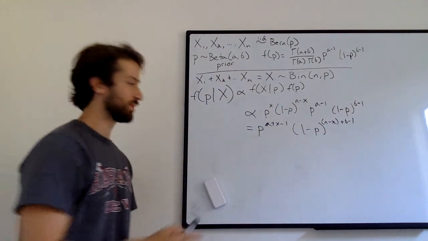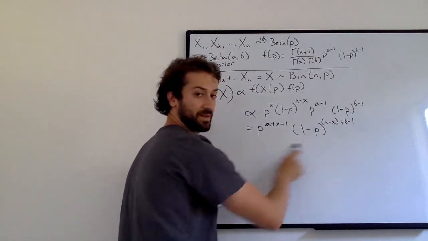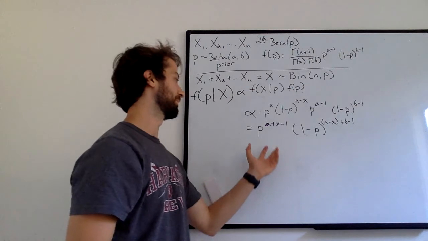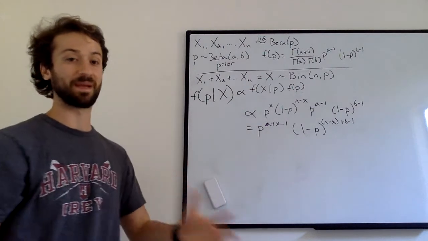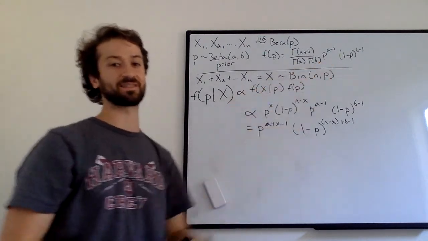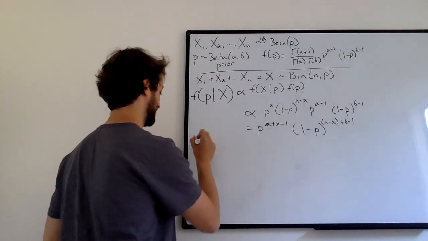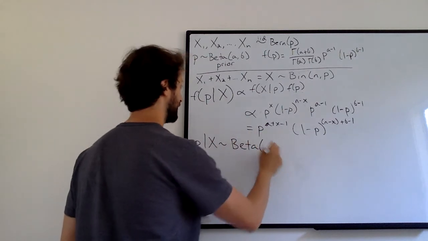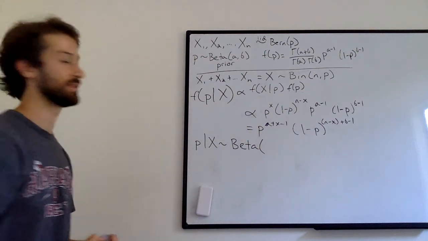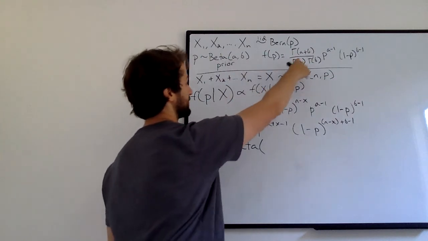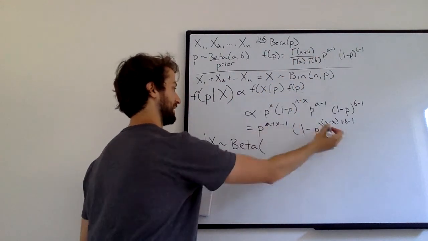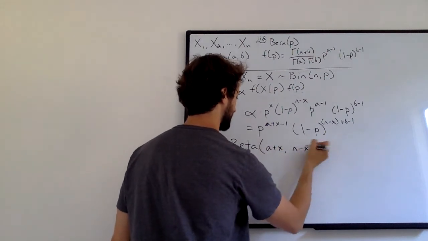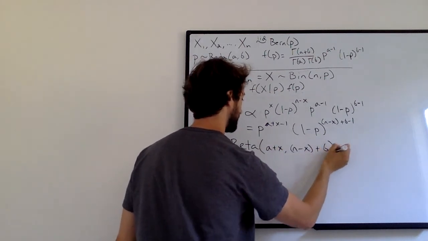And all of a sudden, what does this look like? This looks like part of the PDF of a beta, without the whole gamma normalizing constant. In fact, this looks like p given x is beta, and you can pattern match, right? You have beta(a, b), and you can see where the a's and the b's go. This thing is the PDF of a beta(a plus x, n minus x plus b).